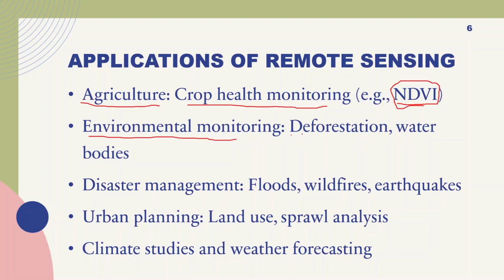Normally deforestation works best using LiDAR. They are all remote sensing. And then we have disaster management, like I said, the earthquake, with ground-based stations to measure the seismic waves, wildfires, floods. We can use remote sensing to gain those data as the sensors are in place. Then urban planning, a good application.